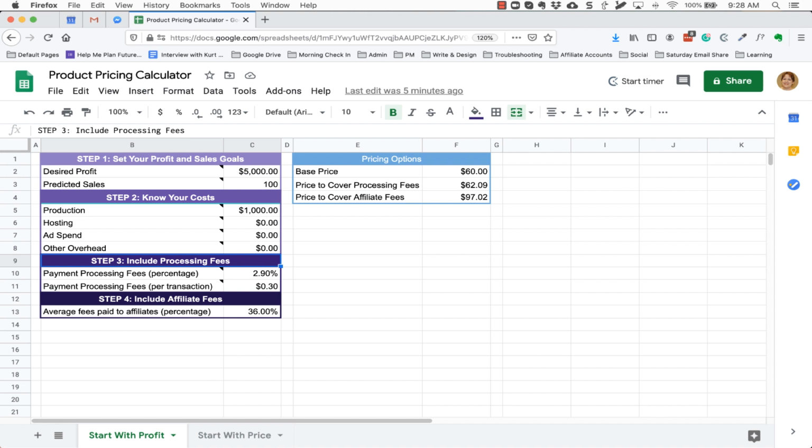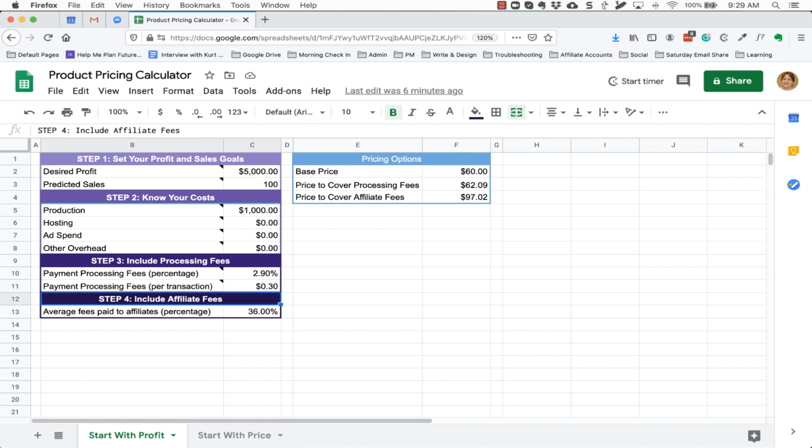Then down here, we've got payment processing fees under step 3. This is how much you pay to PayPal or to Stripe or to another payment processor for the privilege of using their servers to get paid. So the payment processing fees for PayPal and for Stripe in the US are 2.9% plus 30 cents per transaction. So that's what I've got filled out here. You can change that to match the numbers that you use. For example, if you sell through Teachable, I think their lowest tier charges a 5% per transaction fee. So you would plug 5% in here instead.